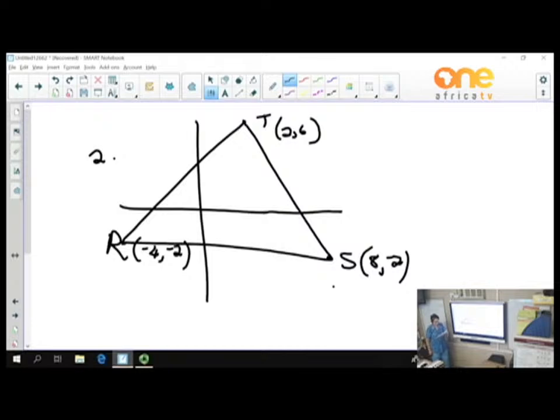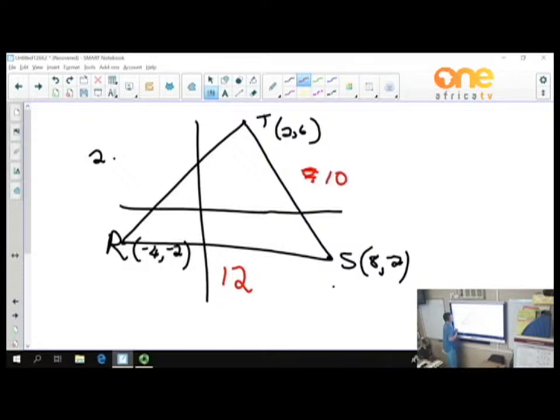Okay. And now they say, find the perimeter and the area. Now, the perimeter means I need all 3 sides, and the area will have to do the same that we did just now. So what is the length of your RS? 12. What is the length of your ST?